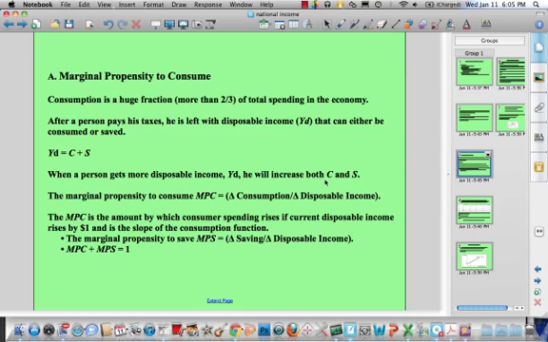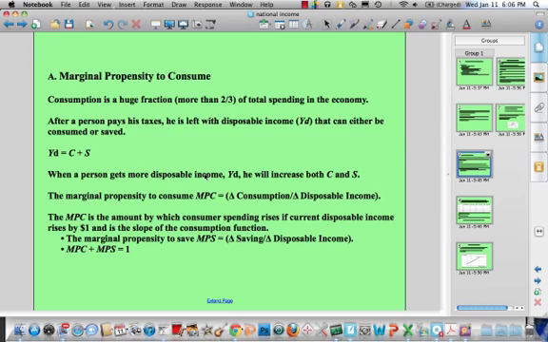First, we're going to discuss marginal propensity to consume. Remember that consumer consumption is a huge fraction of total spending in the economy. It's actually close to 67%. Now, after someone pays taxes, they're left with disposable income, which we call Y sub D, that can either be consumed or saved. So here we have a simple equation, Y sub D equals C plus S. So disposable income equals what's going to be consumed or saved. By definition, there are only two things you can do with your money after you pay your taxes.